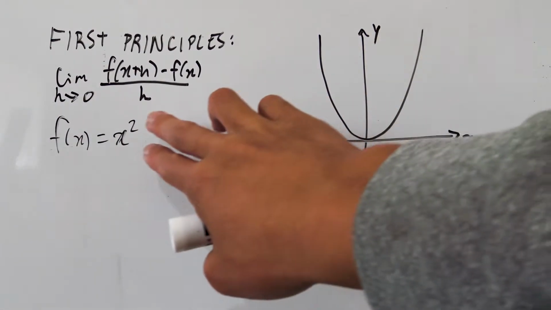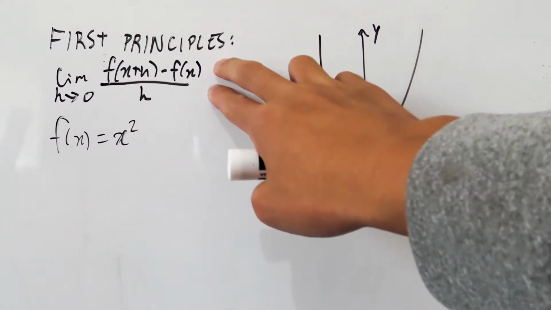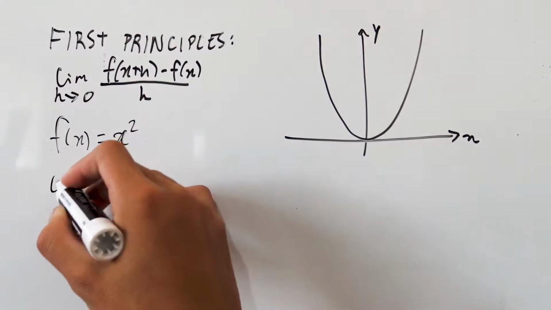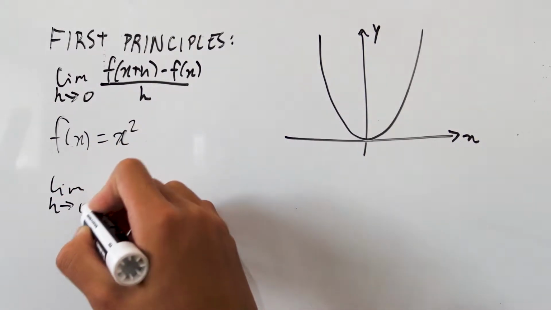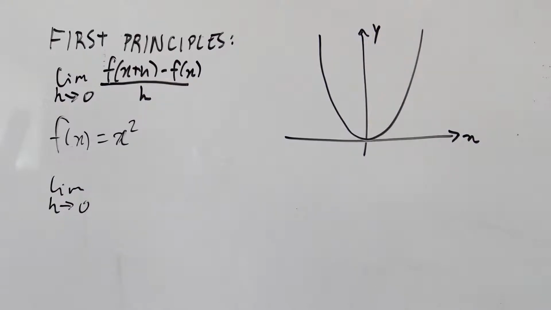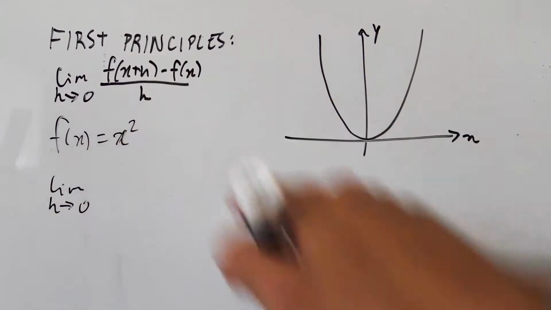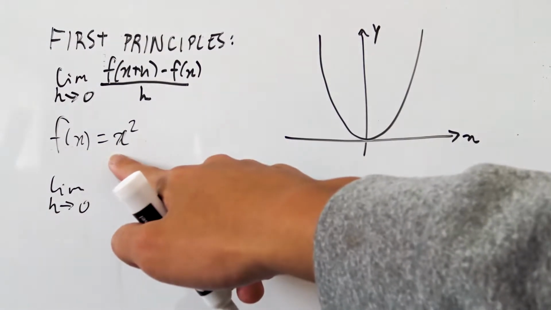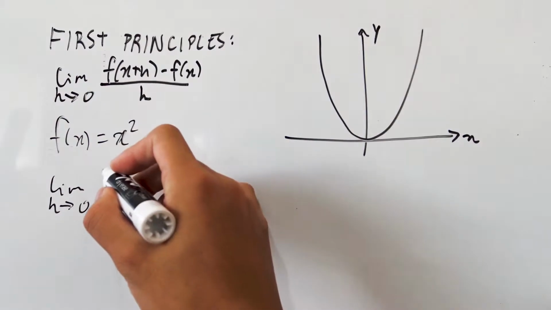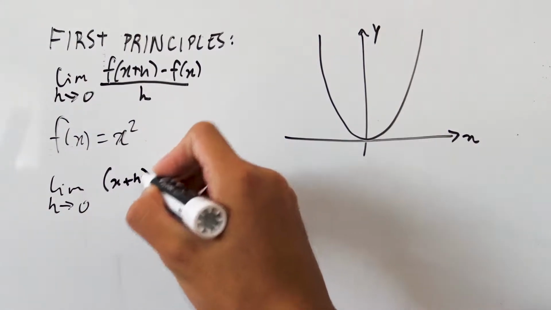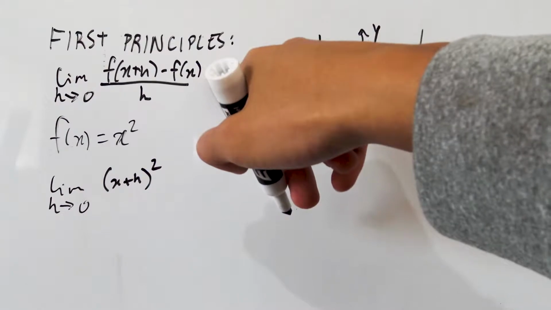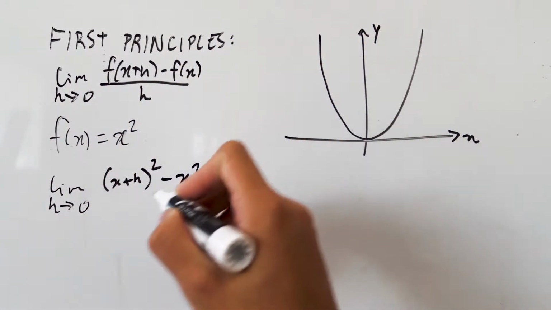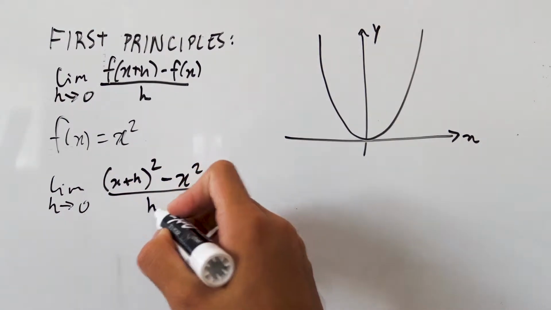Alright, so let's try and substitute our function f of x into our first principles here. So first of all, we have the limit as h approaches 0, because we don't want an approximation for our gradient, and f of x plus h. Well, notice f of x, it's taking in whatever input it's getting, and it's just squaring it. So f of x plus h must be the input, x plus h, but squared. And of course we have f of x here, which is just x squared, so we're subtracting x squared, and we're dividing everything through by h.